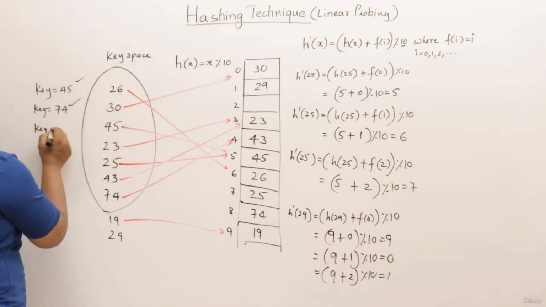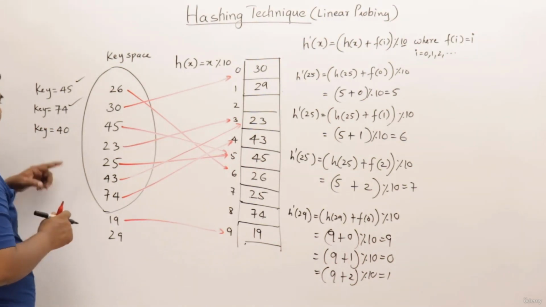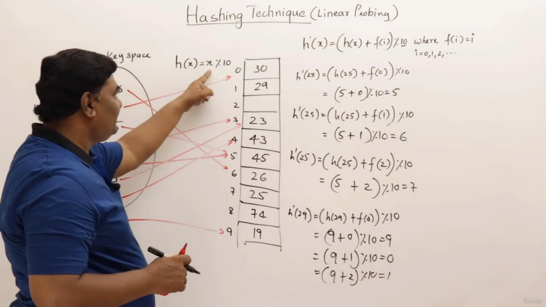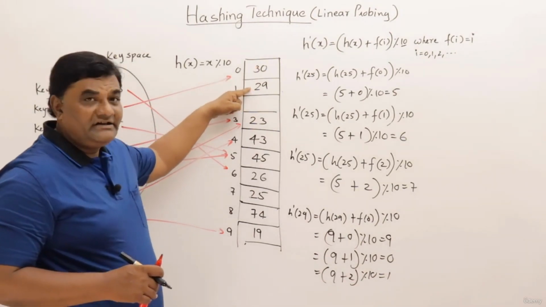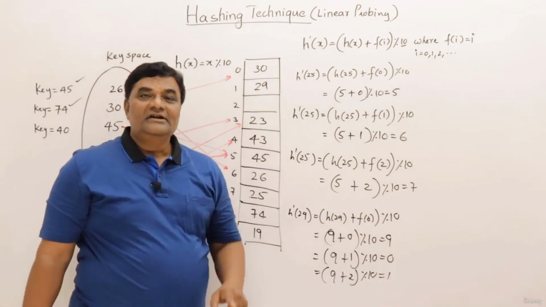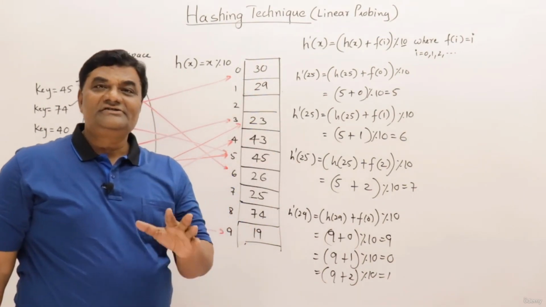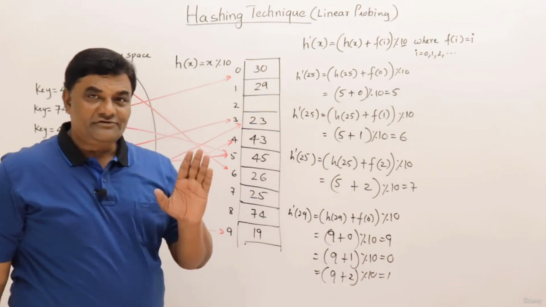Let us try for a key 40. Now watch this. 40 mod 10 is 0. Is it 40? No. Is it 40? No. Next place, it's vacant. So you should stop your search once you get a free space.